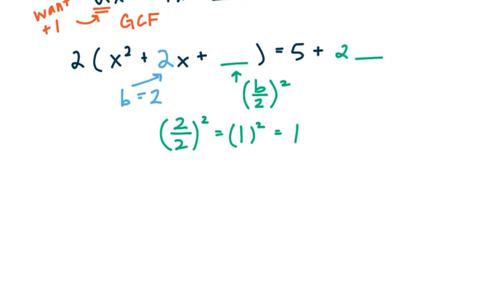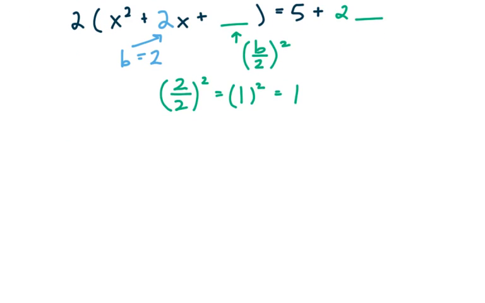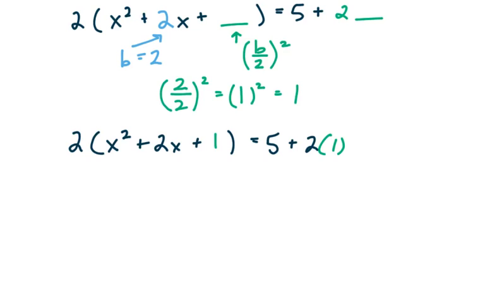So what that tells me is now my equation looks like this. I have 2 times the quantity x squared plus 2x plus 1 equals 5 plus 2 times 1. Over here we can see on the right that that's going to simplify to 7. So I have 2 times the quantity x squared plus 2x plus 1 equals 7.